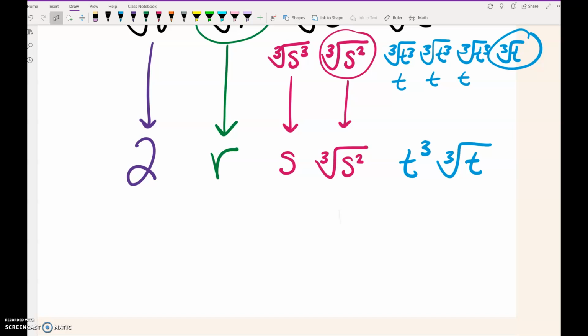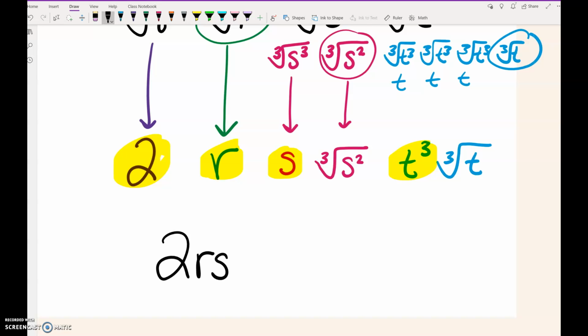Once you get this all simplified, we have to put all of this together into an actual answer. You have to start with numbers and letters in alphabetical order that are not under the radical, and then end with whatever's left under the radical, numbers first, and then letters in alphabetical order. So first, numbers and letters not under the radical. We have 2r s t cubed.